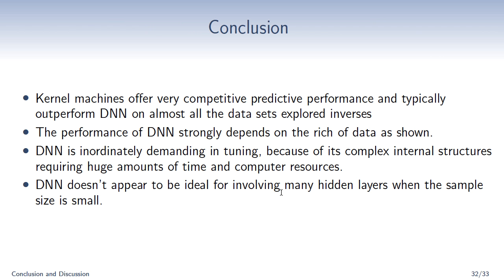So basically, based on these experimental results, we can answer our 2 questions. Deep neural network does not outperform among the 5 machines, and also deep neural network is very greedy. It needs a lot of data points to have a better performance.